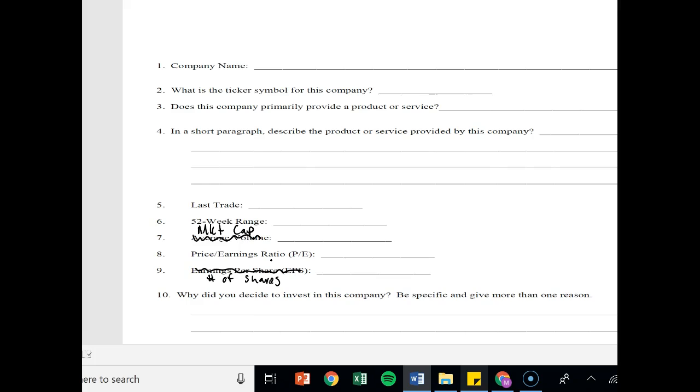So watching the video was key, because otherwise you won't know how to do the back, right? How we found the last trade: this was the close yesterday price. How we find the range: that was the 52-week high minus the 52-week low. How you found the market cap, it's on there. Price to earnings ratio is on there. And then here we did the market cap divided by the current price to find out that one.